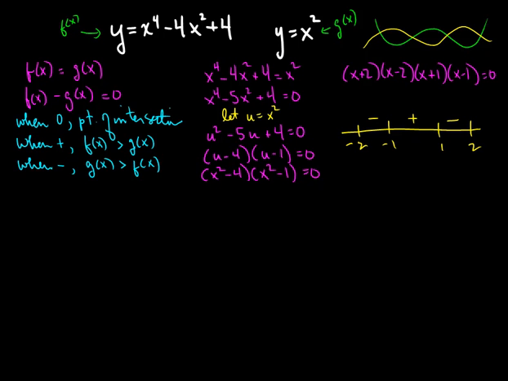So remember, we stated over on the left that when it's positive, f is greater than g. When it's negative, g is greater than f. And that's all the information I need to set up the three integrals to solve for the enclosed area.